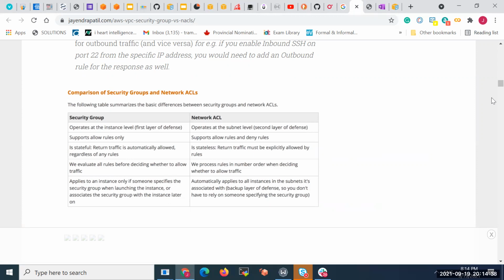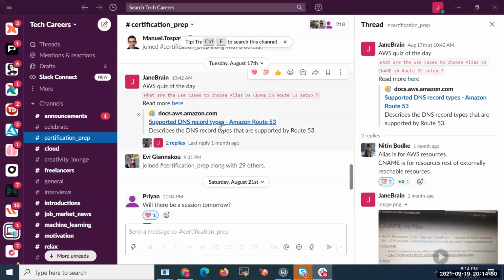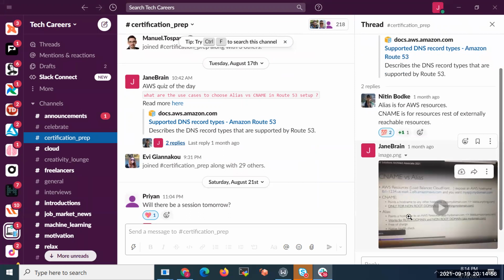And one more thing that I haven't had a chance to talk with you about in networking is CNAME and Alias. It is also an area that is very confusing. Someone has already posted on the CNAME and Alias here, and you can see my picture on CNAME and Alias also. So I'll post some more quizzes on CNAME and Alias for you to understand more. So stay tuned.